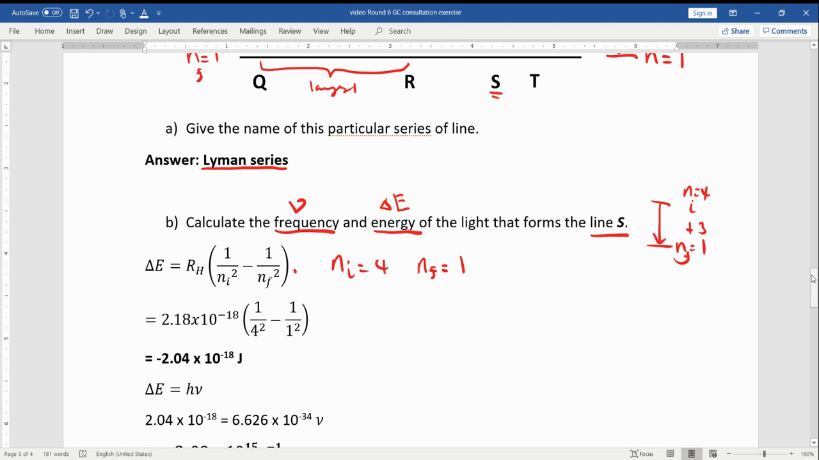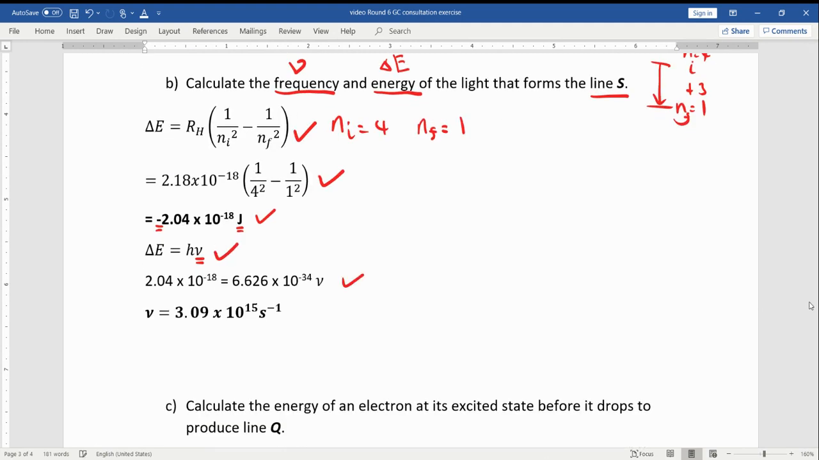So just substitute. This one is 1 mark for the formula. Don't miss out your formula. I have seen that many students didn't write down their formula. Formula 1 mark, substitution 1 mark, final answer 1 mark together with the sign and unit. After I find the energy, I can find the frequency. 1 mark for formula and unit for frequency. Remember, although the energy here is negative because energy is released, for frequency there is no negative sign because time cannot be negative.